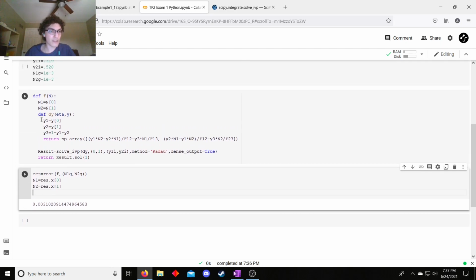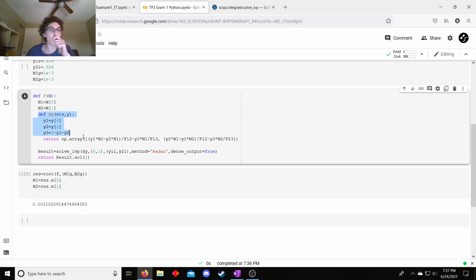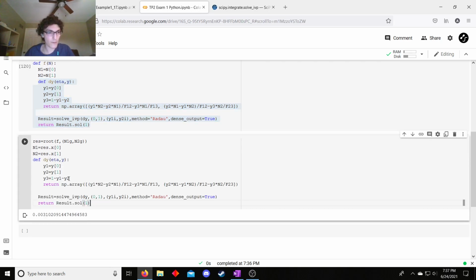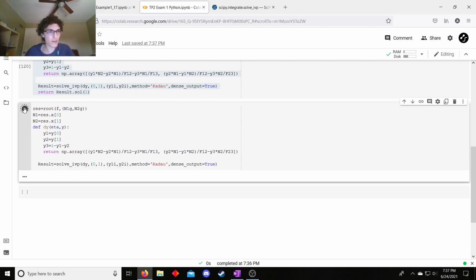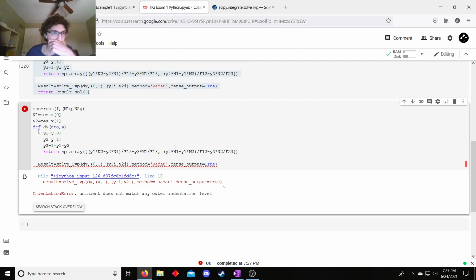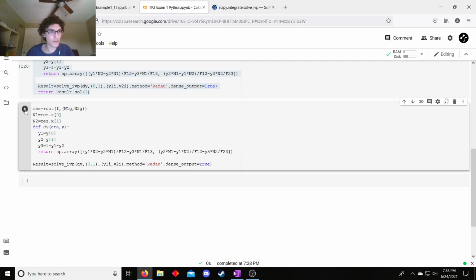So now that we know these values, what we're actually going to do is just run the equation again. I'm actually just going to copy this down. Okay, we don't need that. Run, make sure it runs. Okay, we have some indentation problems. Fix that real quick. Okay, try it again. Okay, it seems to work.